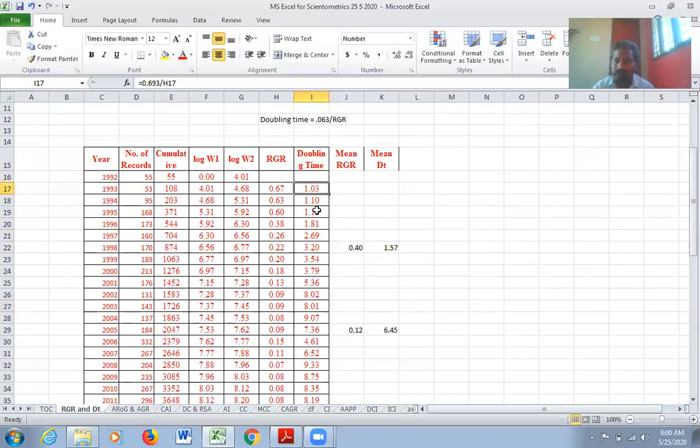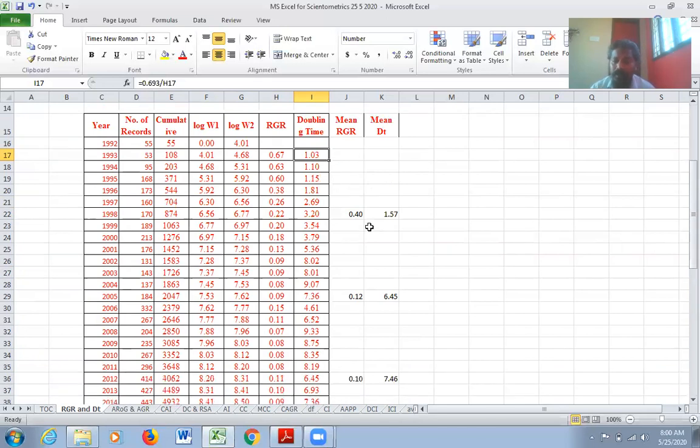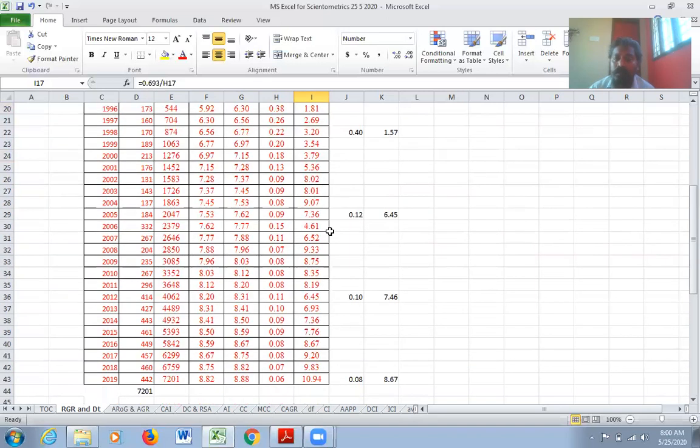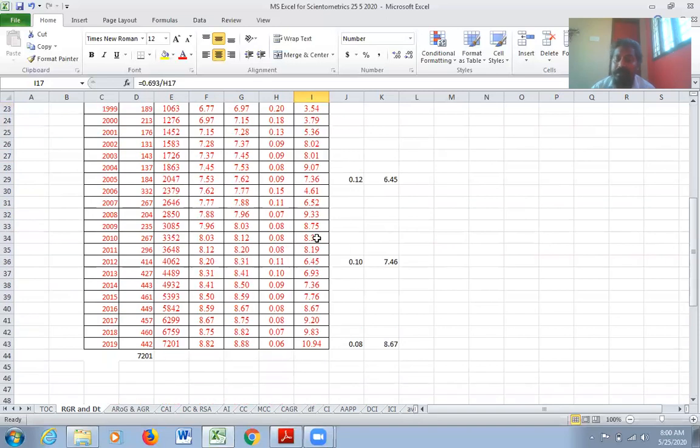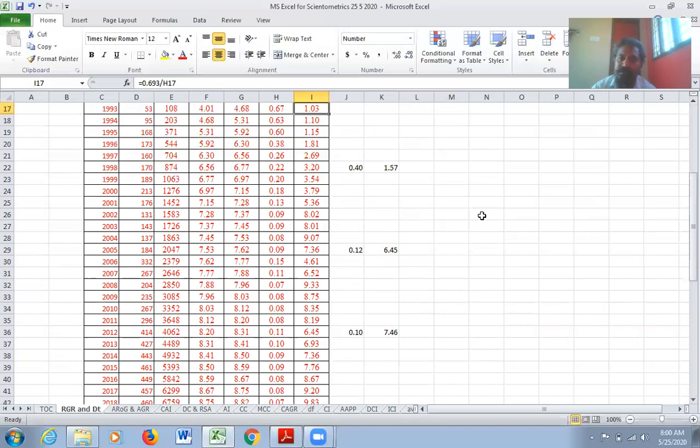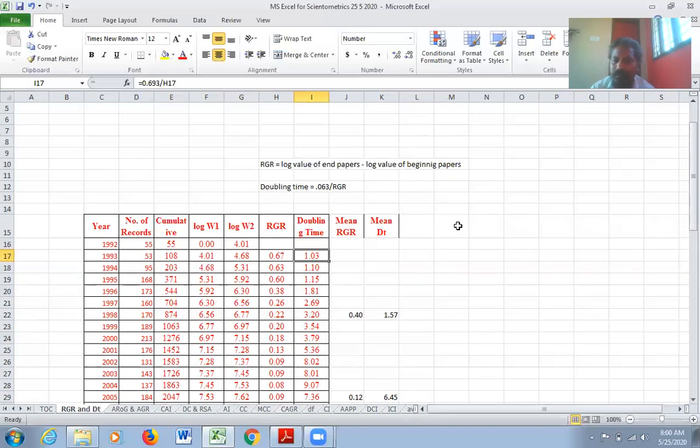There is an inverse relationship between relative growth rate and doubling time. It means that when the number of publications is increasing and doubling time shows an increasing trend, it takes more years for the literature to get doubled. Fine. So this is how we can calculate relative growth rate and doubling time.